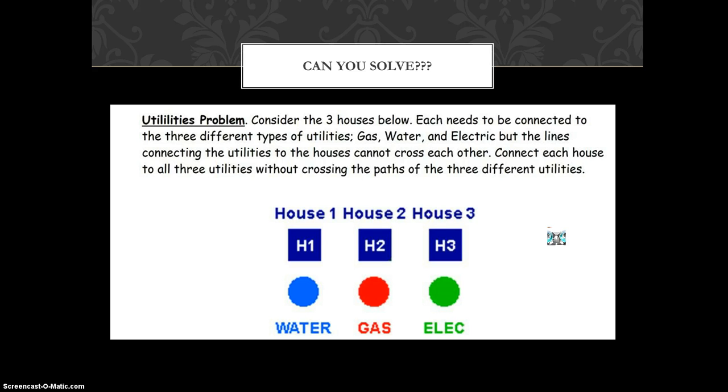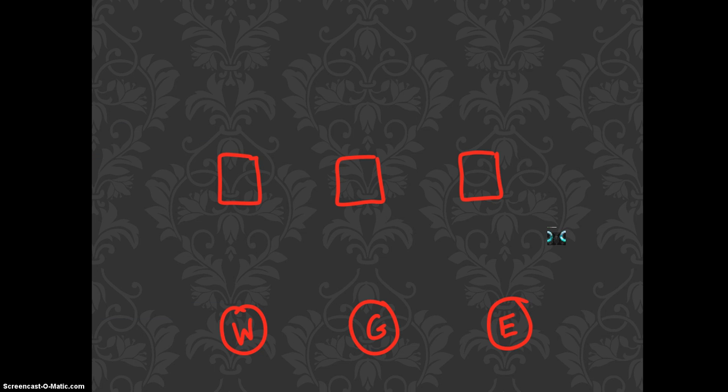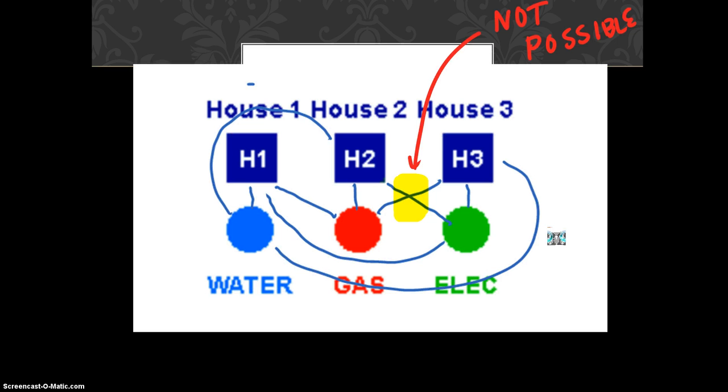All right, so now we have a problem for you to consider. There are 3 houses and 3 different types of utilities that need to be connected to each house. Your job is to connect each of the lines to the houses without intersecting the paths of any of the lines. Everything has to be done on the same plane, so you can't bury any of the lines or they can't be up in the sky. So check that out. Put this on pause, see if you could do it. And you should have found out that this was not possible.